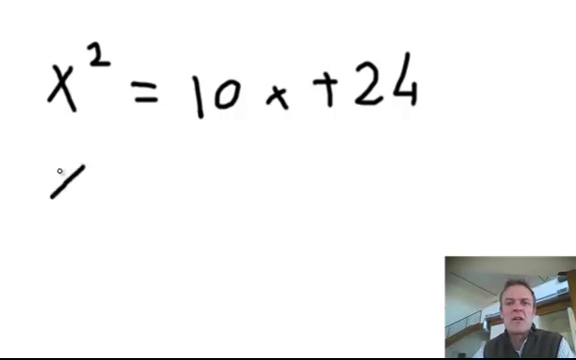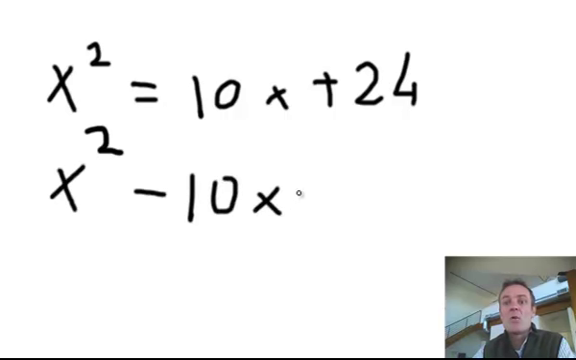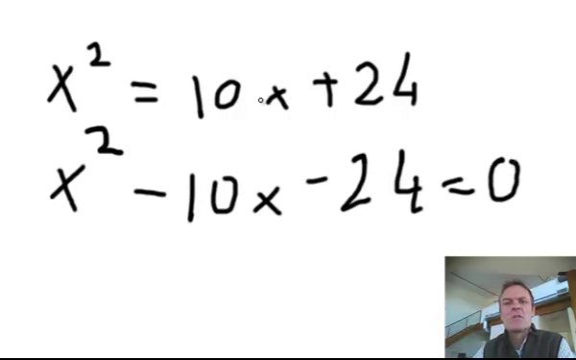Now this just means, oh, right. Take away a 10x from both sides. Take away a 24 from both sides. Put it equal to 0. Okay? So in other words, this and this I put onto the left hand side. I've made it look like a quadratic equation. So x squared minus 10x minus 24.